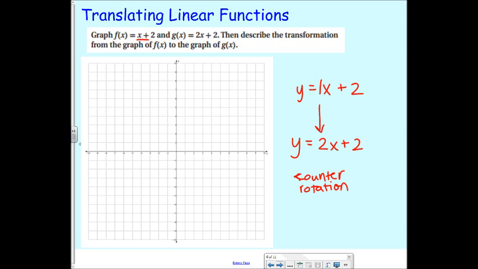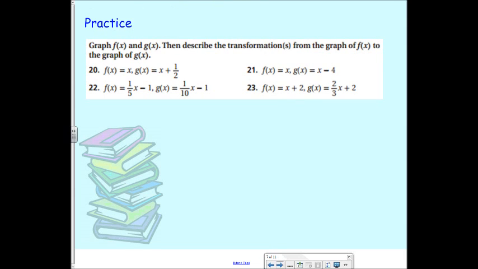Okay, so that's translations and rotations. So go try these 4. You don't have to graph them, just tell me what happened to them. All right, tell me what happened to go from the f of x to the g of x. Okay, so a translation changes what? The y-intercept. And a rotation changes the slope.